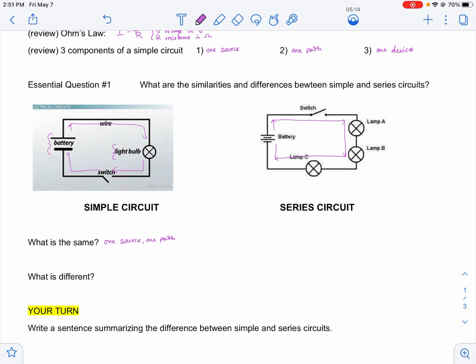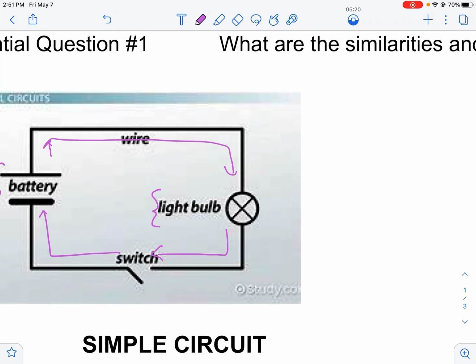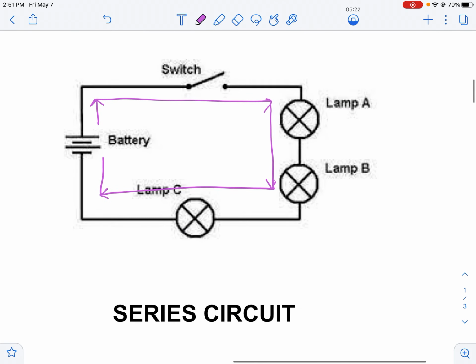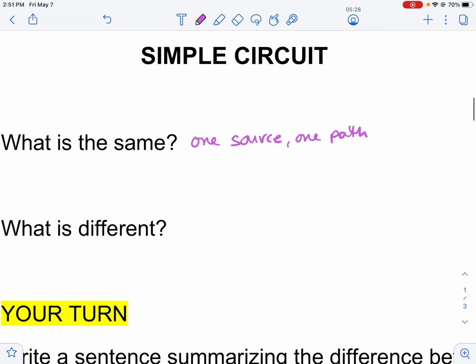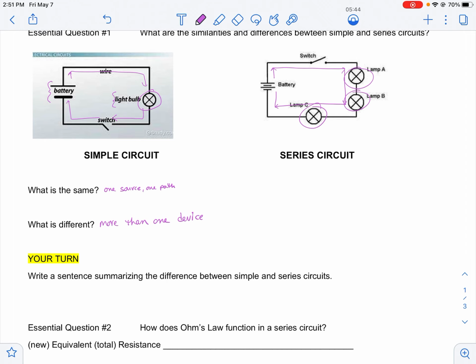Okay, what do we see that's different? Well, the biggest thing I see that's different is that this simple circuit has one device and my series circuit has 3 devices. So that's what I see that's different. What's different? It has more than one device. Now, specifically, it has 3 devices, but you know that doesn't necessarily have to be true, right? It could have 12. Let's say if it's a string of Christmas lights, maybe it has 100 devices on it, or maybe it just has 2. Maybe it has a hairdryer and a curling iron or something like that, okay?